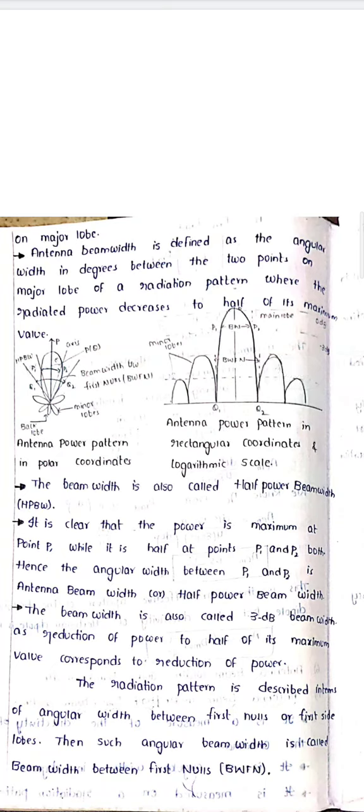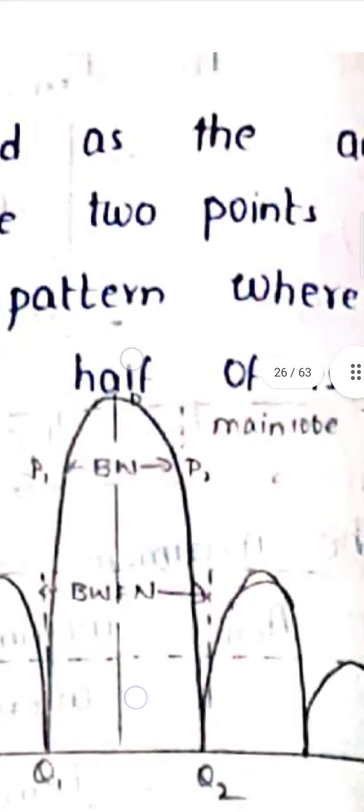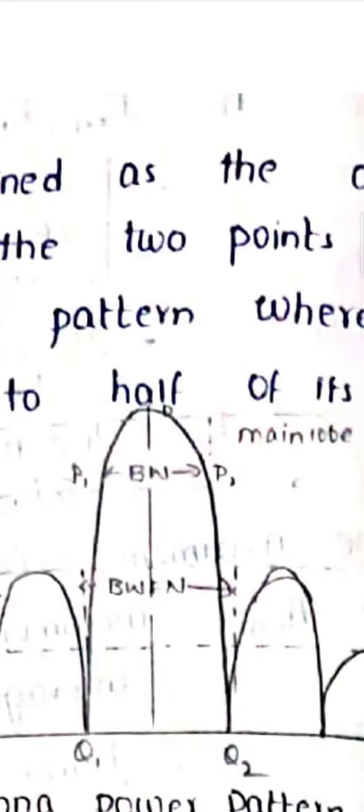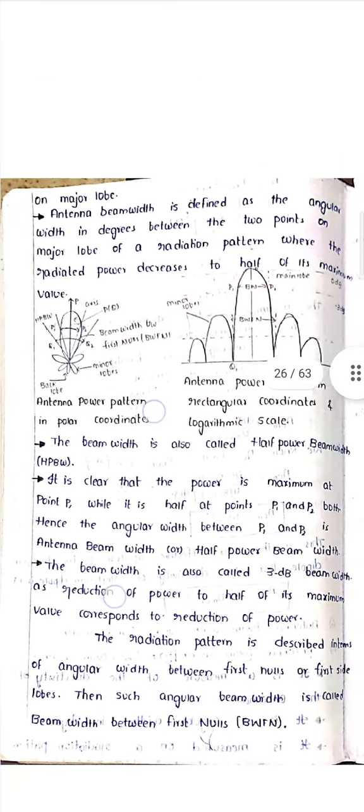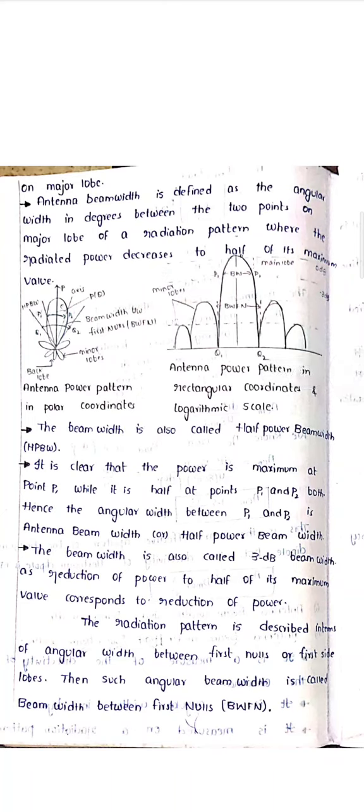It is clear that the power is maximum at the point P. So here, the distance between P1 and P2 is the beam width. At that point the power is maximum, while it is half at the points P1 and P2. Hence the angular width between P1 and P2 is the antenna beam width or half power beam width.